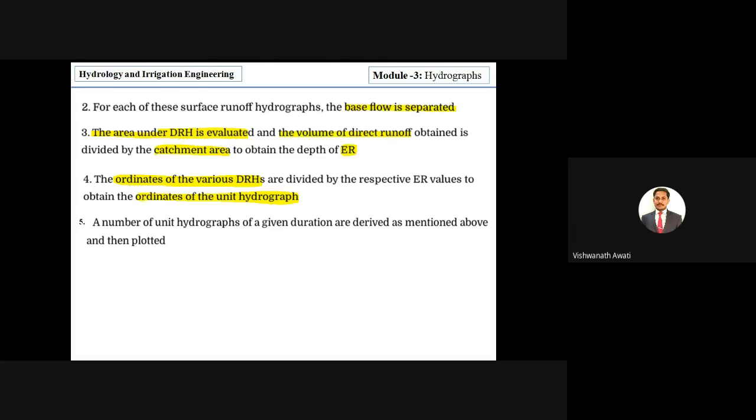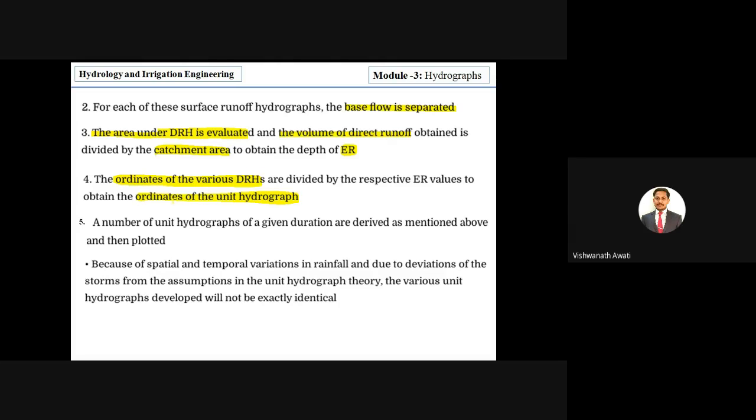Next, after getting the ordinates of the unit hydrograph, we can make the plot. A number of unit hydrographs of the given duration are derived as mentioned above, then plotted. But due to spatial and temporal variation in the rainfall, and due to the deviation of the storm from the assumptions in the unit hydrograph theory, the various unit hydrographs developed will not be exactly identical. When we get unit hydrographs by these methods, they are not identical because of these deviations.